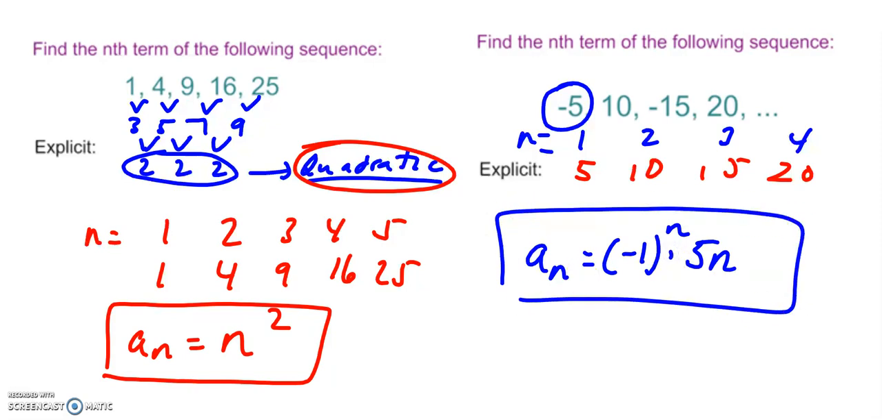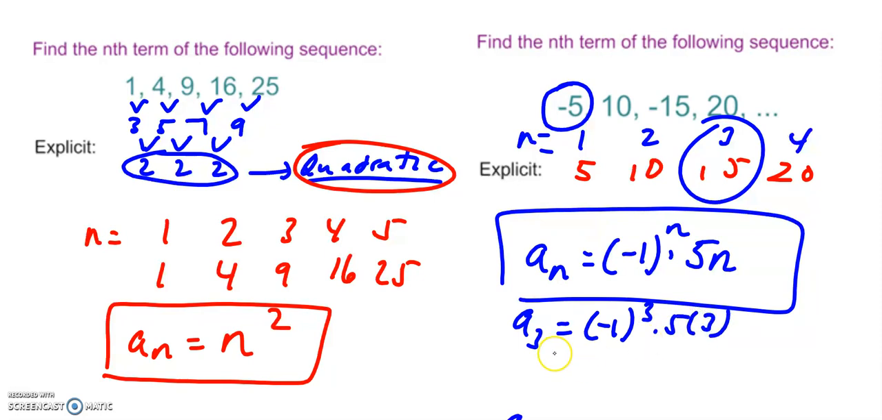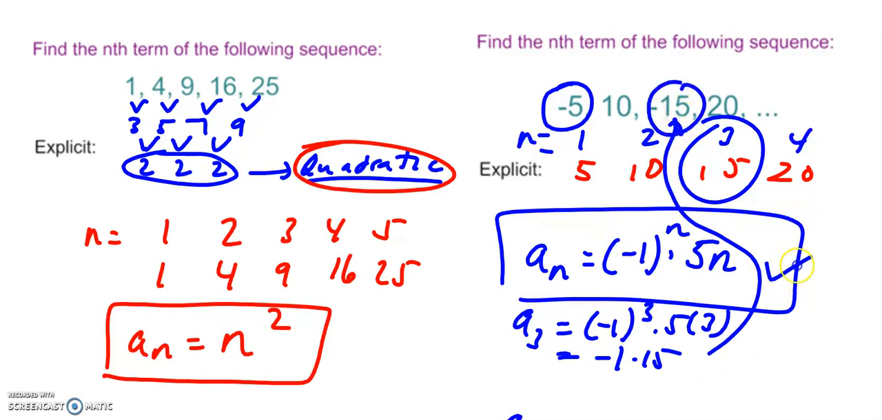If again you want to make sure, let's check the third term. A sub 3 would be negative 1 to the third power times 5 times 3. That would get me negative 1 times 15, which is what we had originally. We wanted a negative 15. So this is correct.